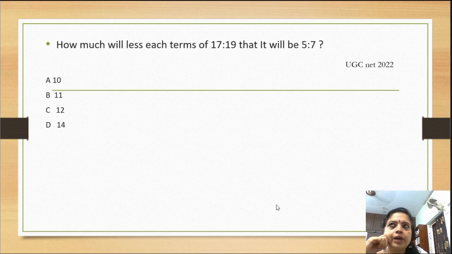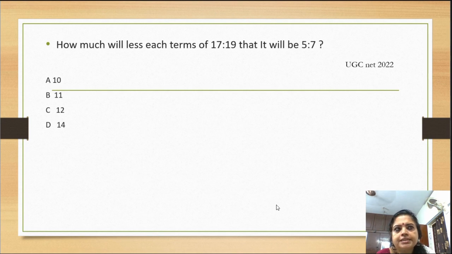If you look at 17 and 5, 17 minus 12 will be 5. Similarly, if you look at 19 and 7, the value that has to be subtracted is 12, isn't it? So 12 has to be subtracted so that 19 becomes 7. So the answer can be found straight away without any calculations. So you can see the answer is C, that is 12.